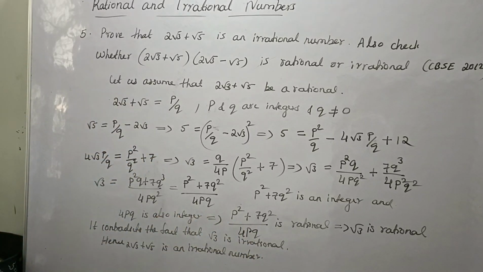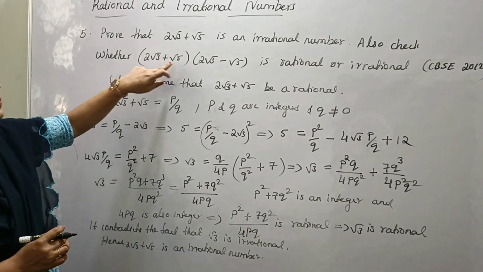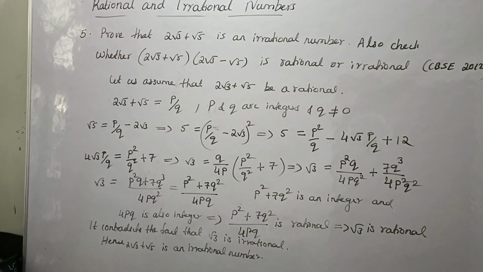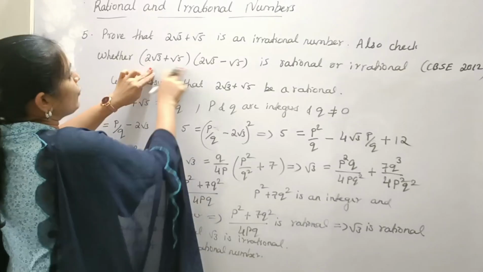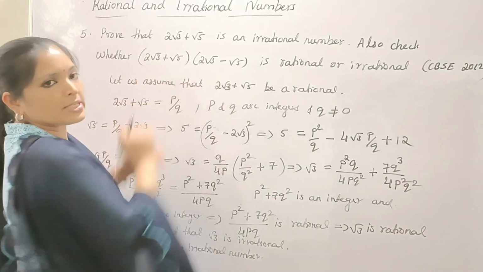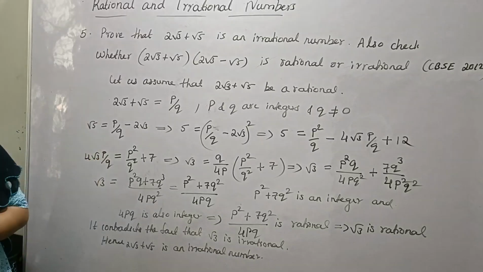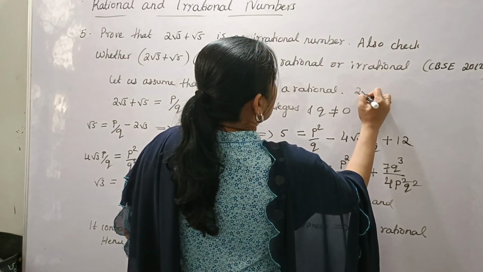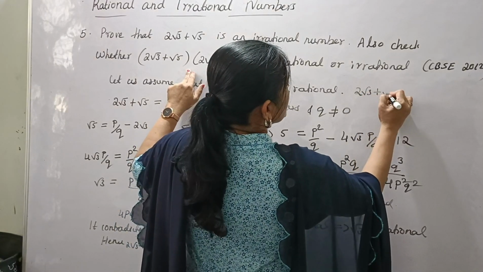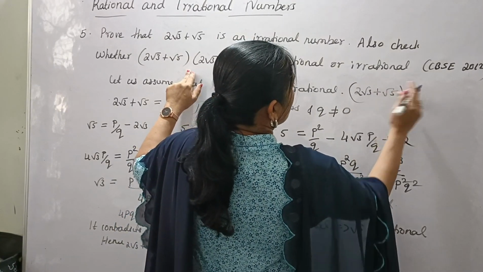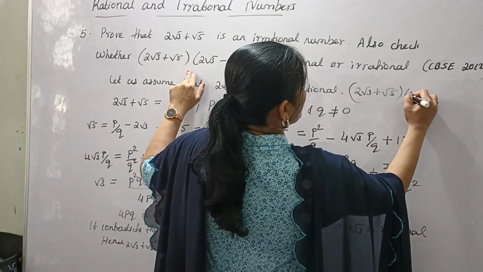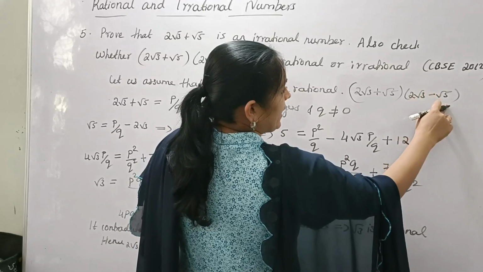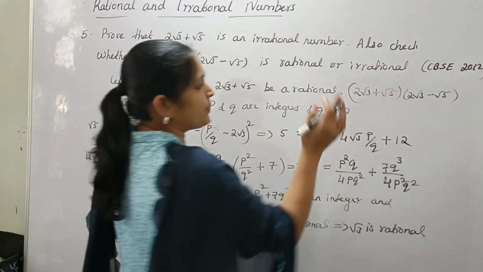And the next question is also check whether 2 root 3 plus root 5 into 2 root 3 minus root 5 is rational or irrational. See, now it's in the form a plus b into a minus b. We know that a plus b into a minus b is nothing but a square minus b square, right? So here 2 root 3 plus root 5 into 2 root 3 minus root 5. A plus b into a minus b, that is a square minus b square.